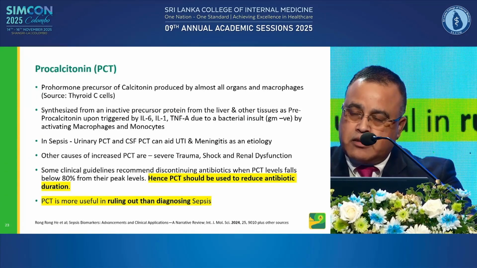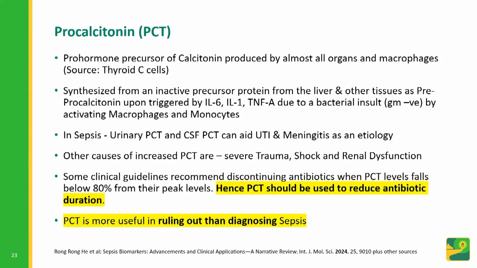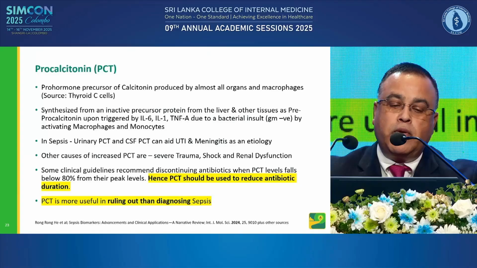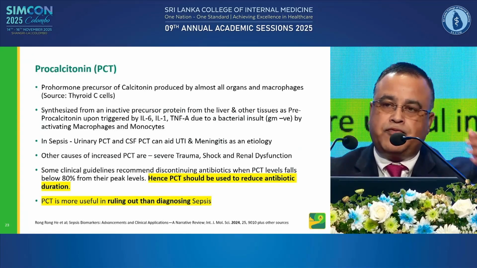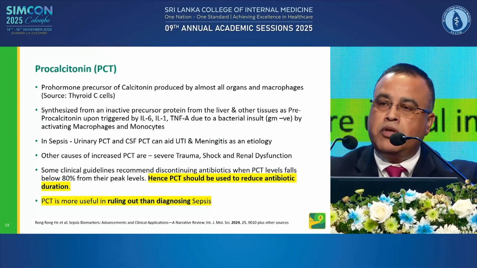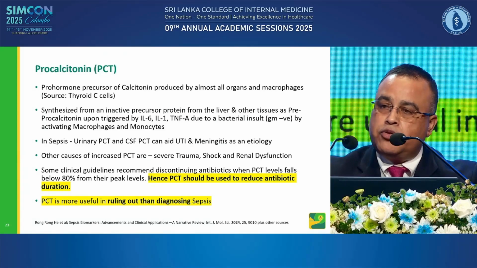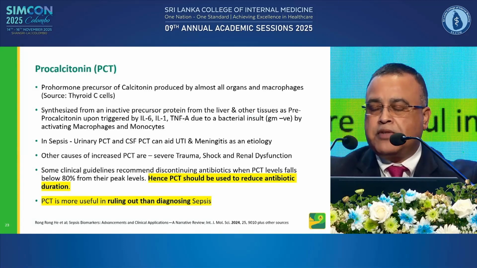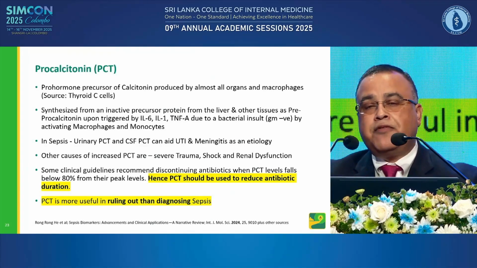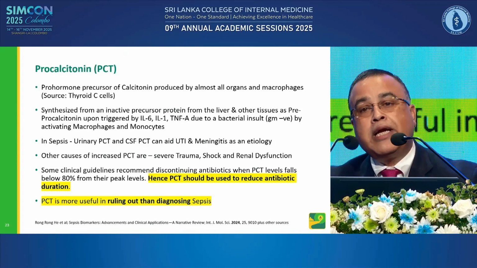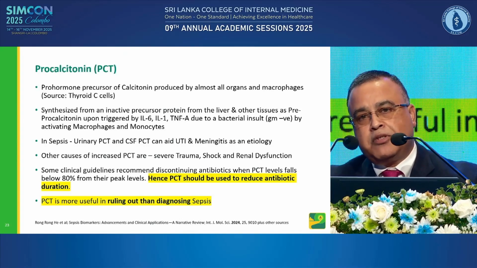Some of the clinical guidelines do recommend discontinuing antibiotics when procalcitonin level falls below 80% from the peak levels. So again, if you have a level during the initial admission and then after a few days, you see the level has come down below 80%, either you can reduce or, most of the time, they are reducing antibiotics. Nobody stops antibiotics in usual practice. Again, it is very, very important or useful in ruling out diagnosis of sepsis, not ruling in.